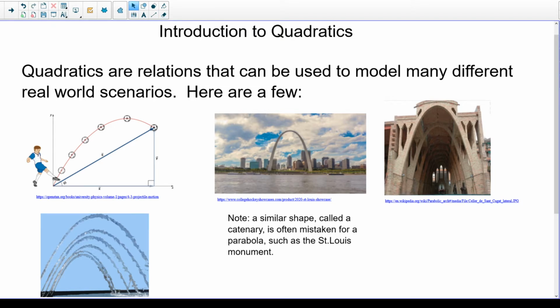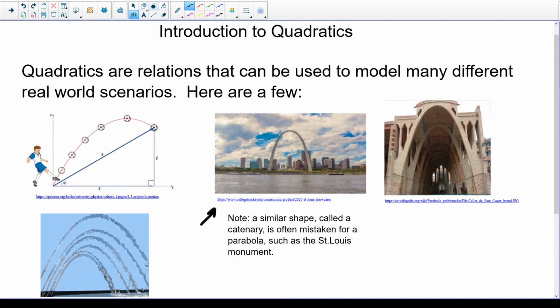The St. Louis Arch, which is this one here, a lot of people mistakenly think it's a parabola, but it's actually a shape called a catenary. Very, very similar to a parabola. A catenary is actually the shape that a chain hanging between two posts will follow. You can still use a parabola to approximate the shape of this kind of thing, but it isn't technically a parabola.